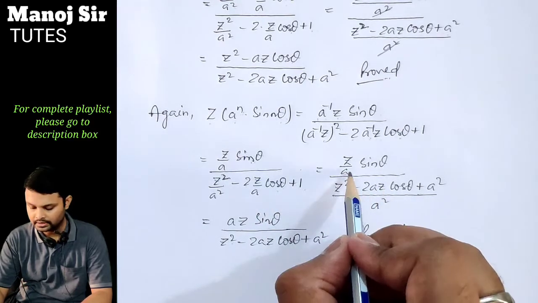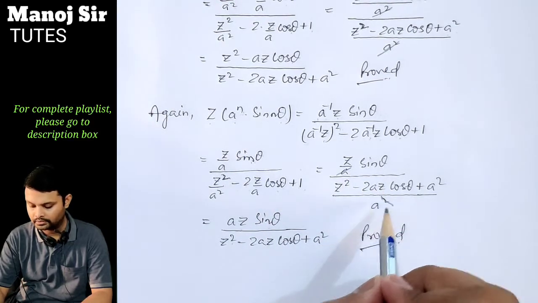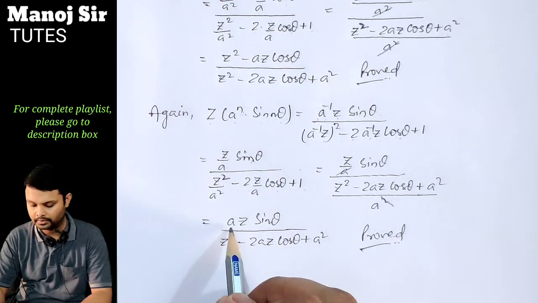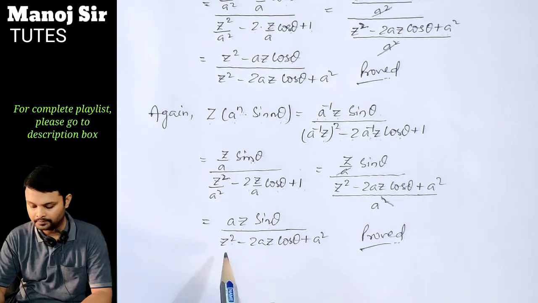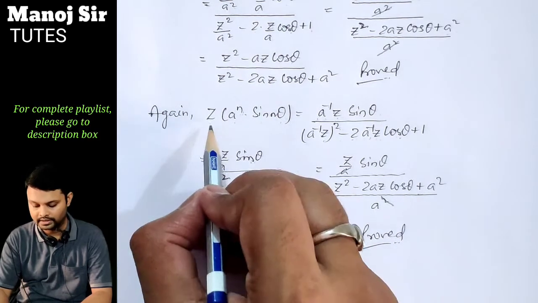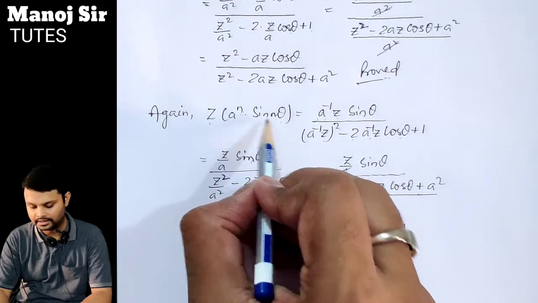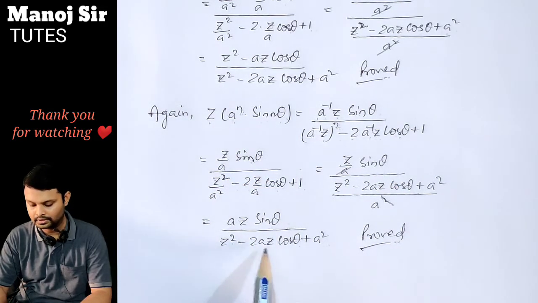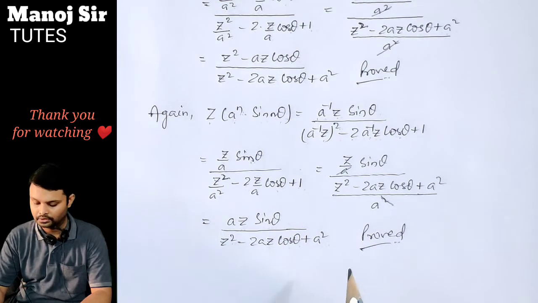Okay, now again you can see here a and here we have a square. So one is left. Now take this a to the numerator part. This is going to be a into Z sin theta upon Z square minus 2aZ cos theta plus a square. Okay, so we can say Z transform of a to the power n sin n theta is equal to aZ sin theta upon Z square minus 2aZ cos theta plus a square. So we can say we have proved all the six parts.